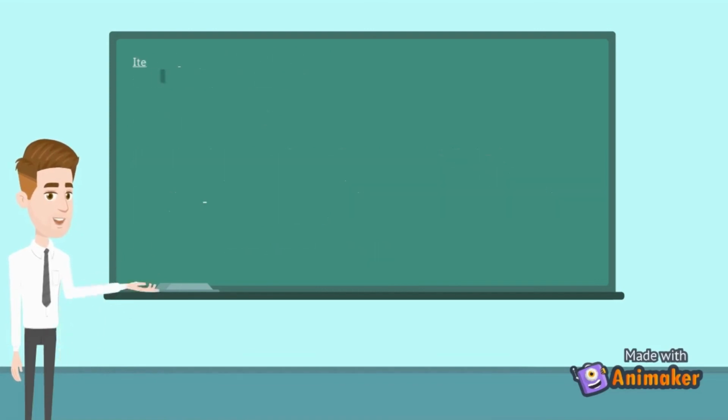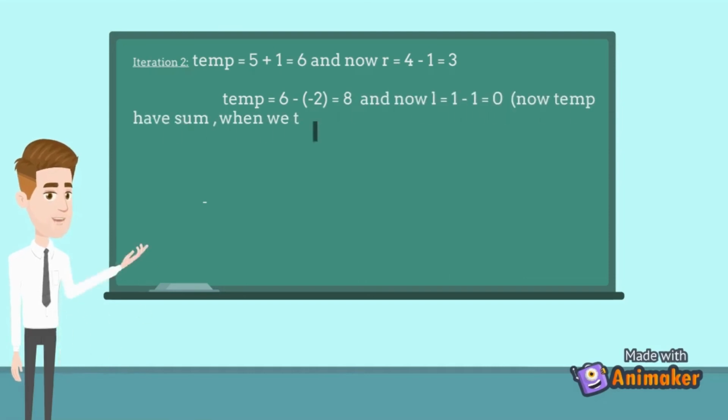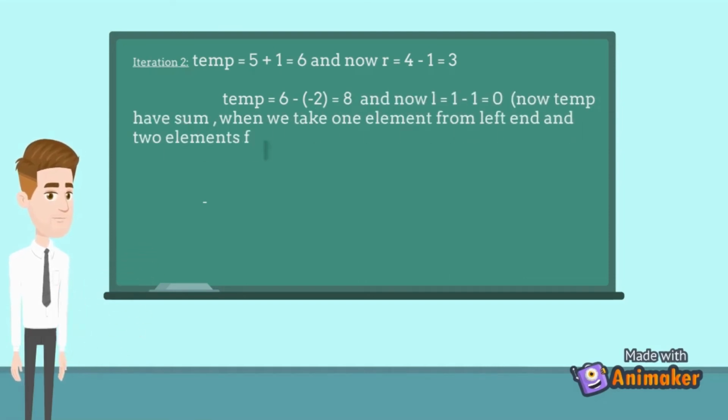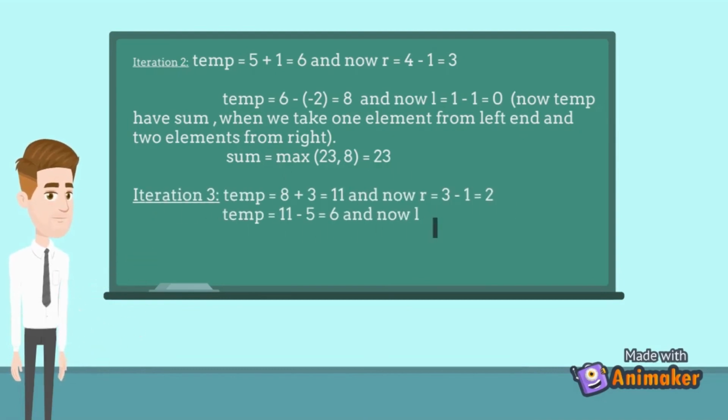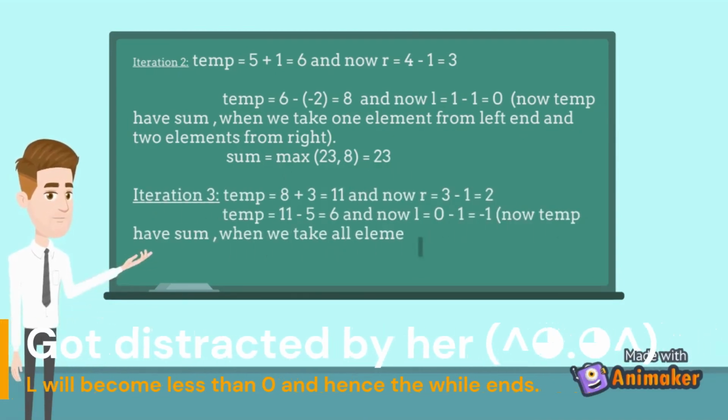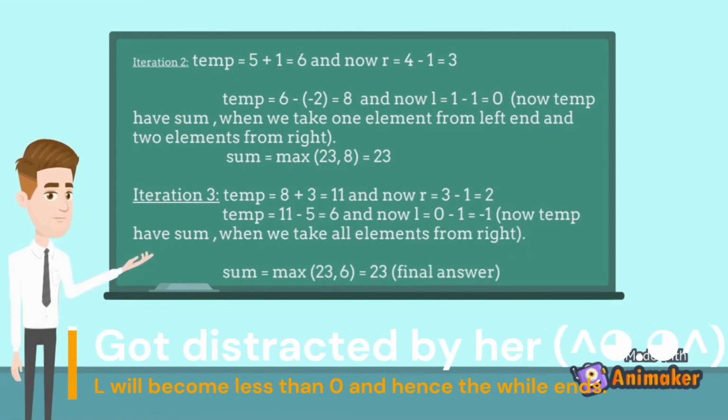For iteration 2, A of R will be added and A of L will be subtracted, which gives temp equal to 8, and the sum variable will again remain 23. For iteration 3, the temp will be 6 and sum will remain as 23. Since L becomes 0, the while loop will end and our final answer is 23.